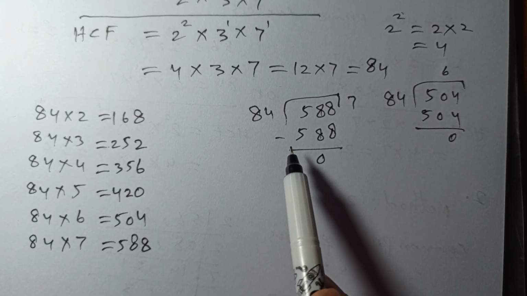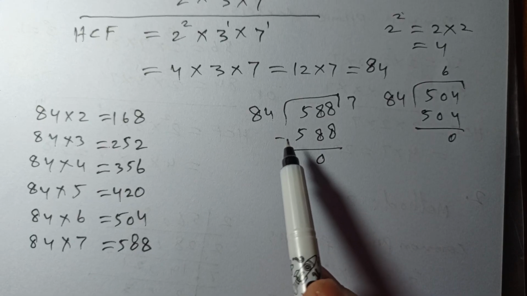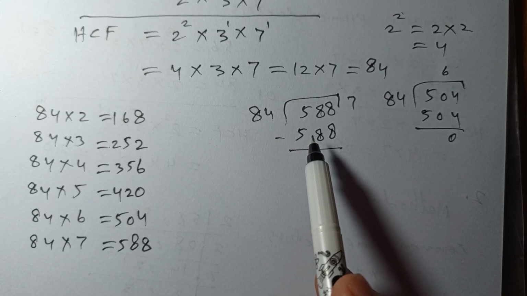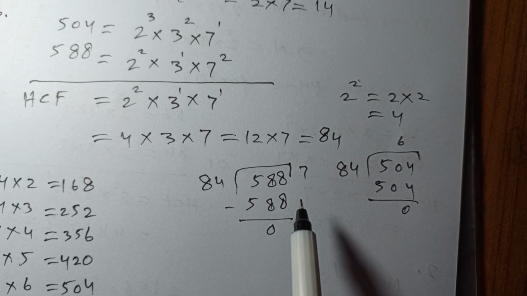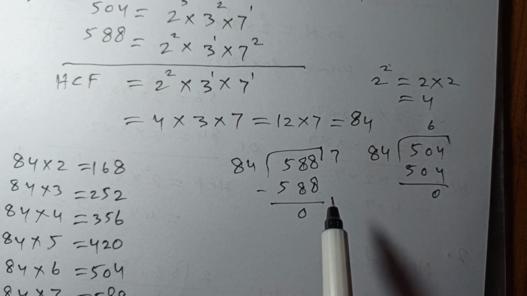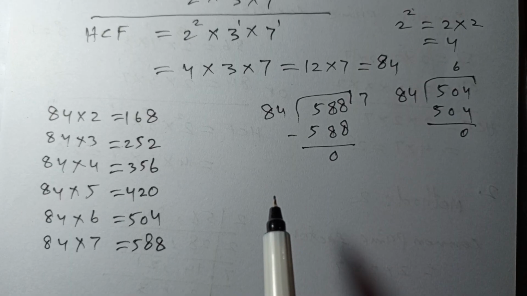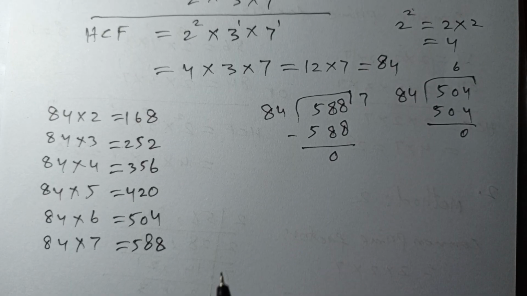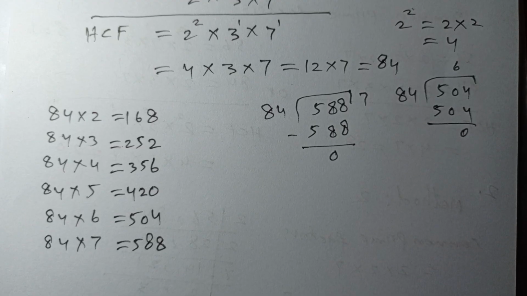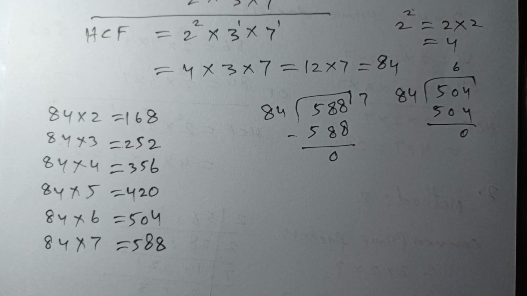It means that 84 has also completely divided 588. It means that 84 is our HCF because it can divide both the numbers, and it is the highest number which can divide both. In this way you will know that 84 is the largest whole number, or it is the largest factor which can divide both the numbers. Thanks.